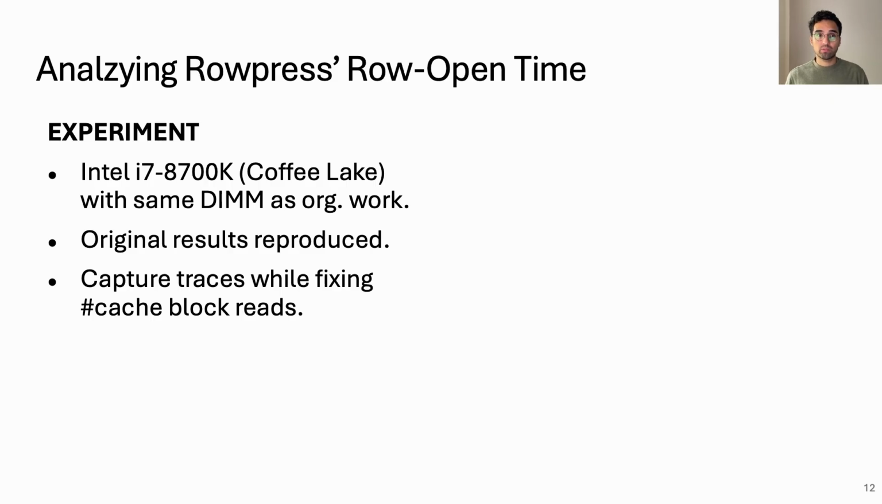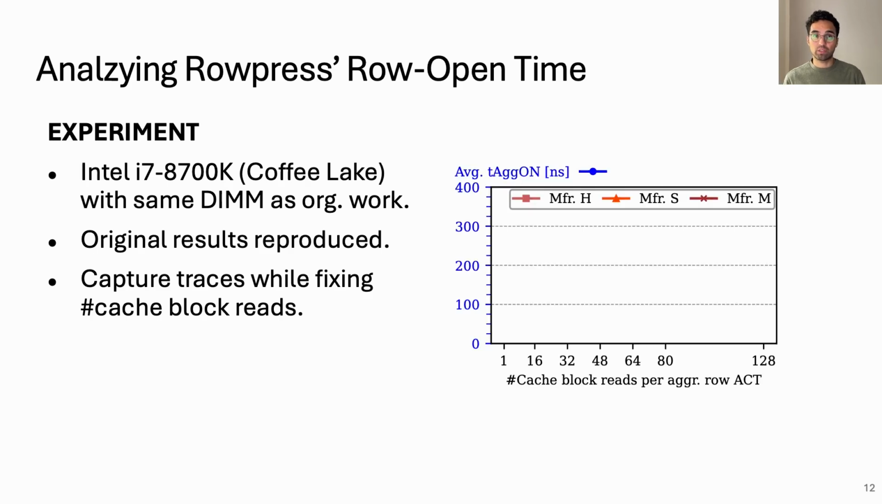To analyze Rowpress, we again used the same Coffee Lake machine with the same DIMM they used in their original work. As a sanity check, we reproduced the original results and triggered Rowpress bit flips. Then we fixed the number of cache block reads and measured with McSee the average row open time tAC-on, here in blue in the plot.